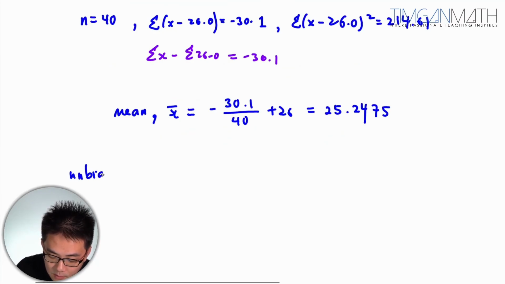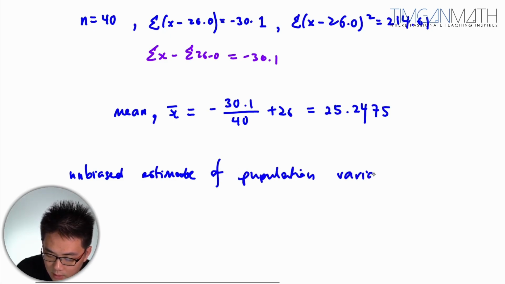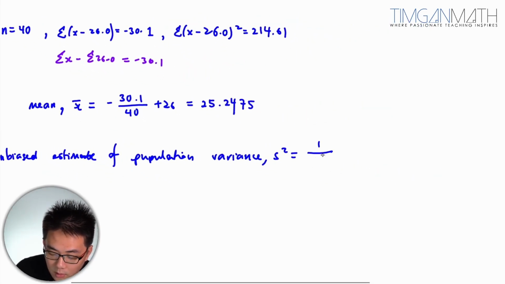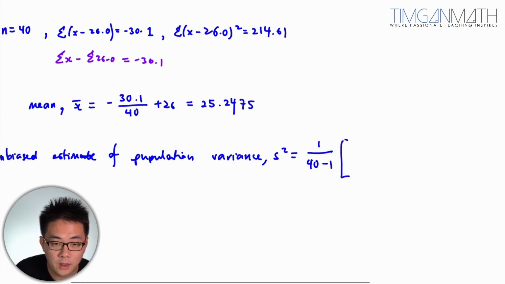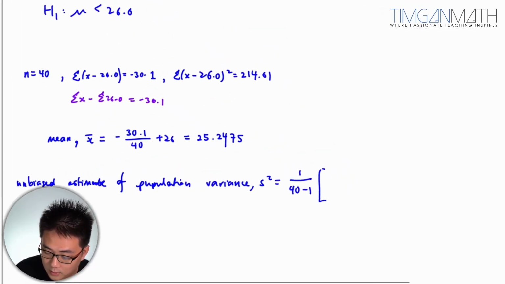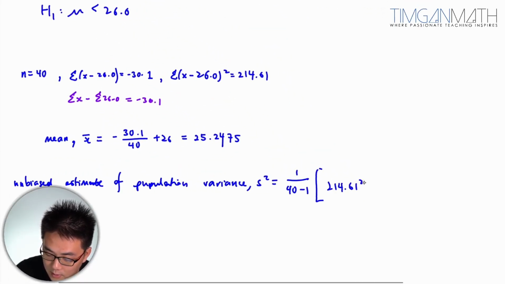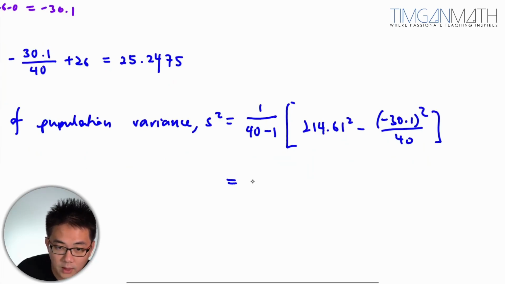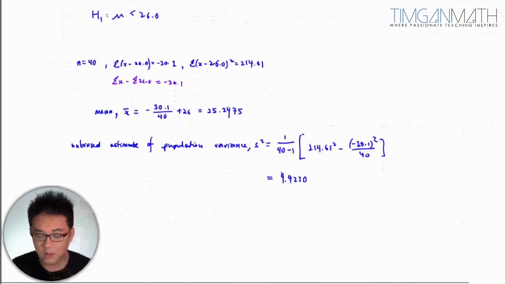Now we're going to find the unbiased estimate of the population variance, so this is s squared. Using the formula, we have 1 over 40 minus 1 bracket, 214.61 minus negative 30.1 squared over 40. I think this is pretty okay. Once this is done, what we can get is 4.9220. You can just key in the calculator because this is what we need to find.